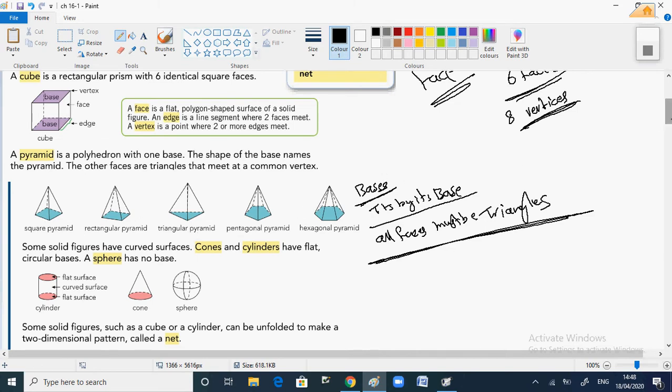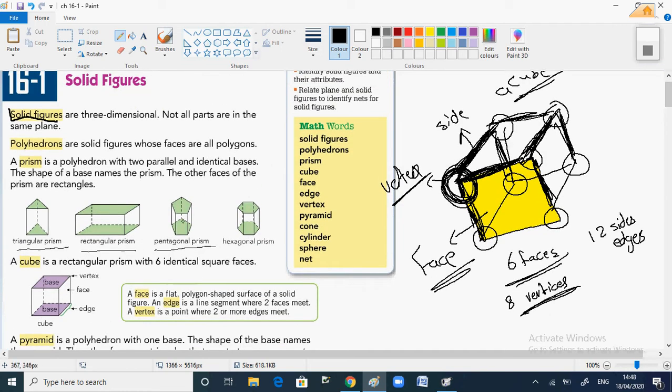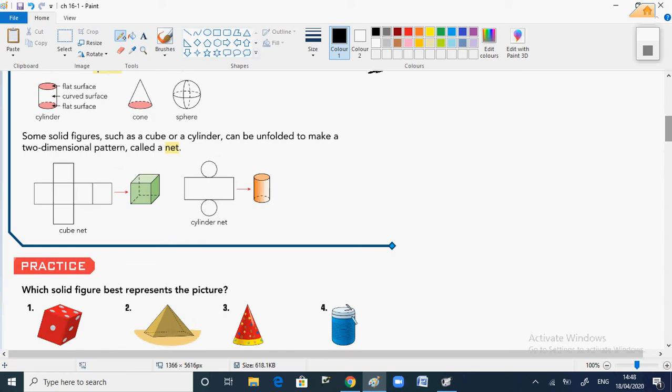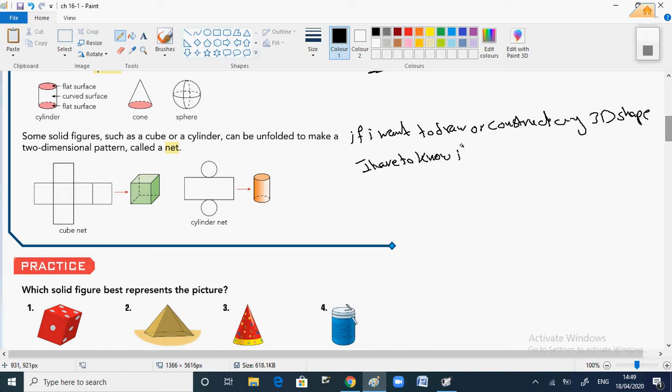Here for a prism, faces must be the same up and down, and all sides must be rectangles, but for a cube all sides and all faces are equal. Now if I want to talk about a net, if I want to draw or construct any 3D shape, I have to know its net.